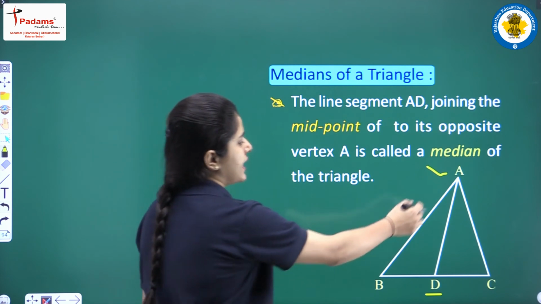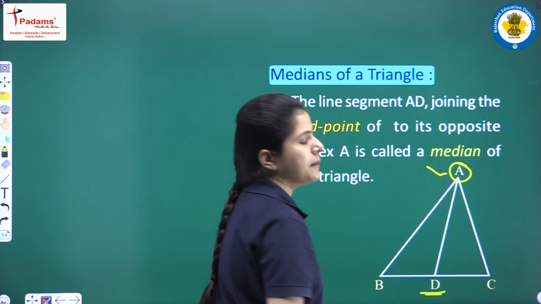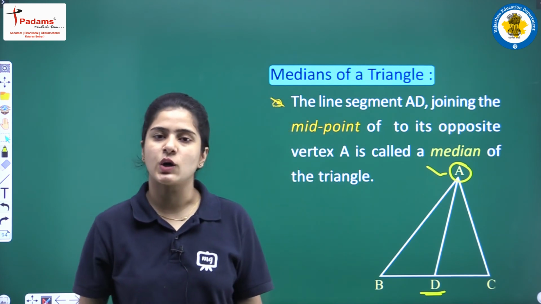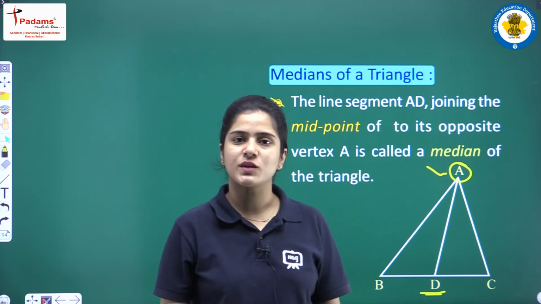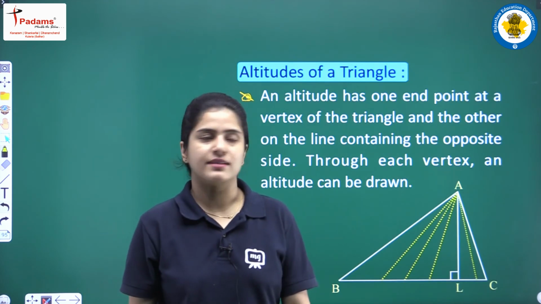The line segment AD is the median because this is joining the vertex A with the midpoint of side BC, and this is called the median of the triangle. Okay students, now have a look at the altitude of the triangle.